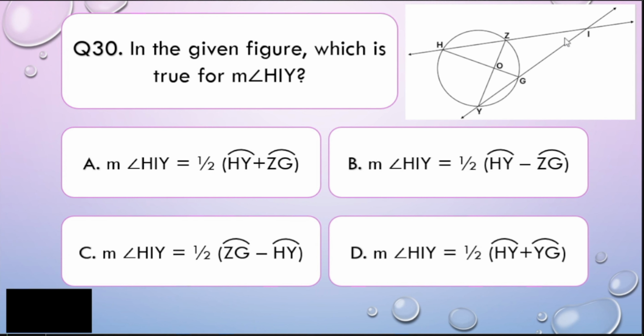So we already discussed that in question number 29, when an angle is formed outside. Alright. So is it A, the measurement of angle HIY is equal to 1/2 the sum of HY and ZG? B, the measurement of angle HIY is 1/2 the difference of HY and ZG? C, the measurement of angle HIY is equal to 1/2 the difference of ZG minus HY, or ZG and HY? Or letter D, the measurement of angle HIY is equal to 1/2 the sum of HY and YG? I'll give you 5 seconds to think about your answer.